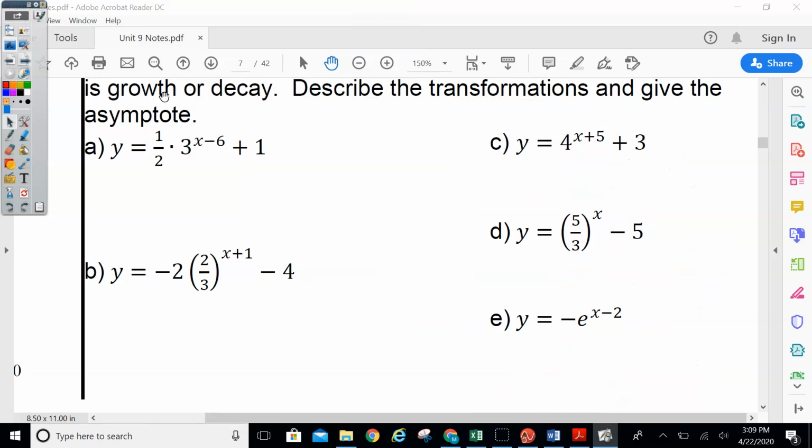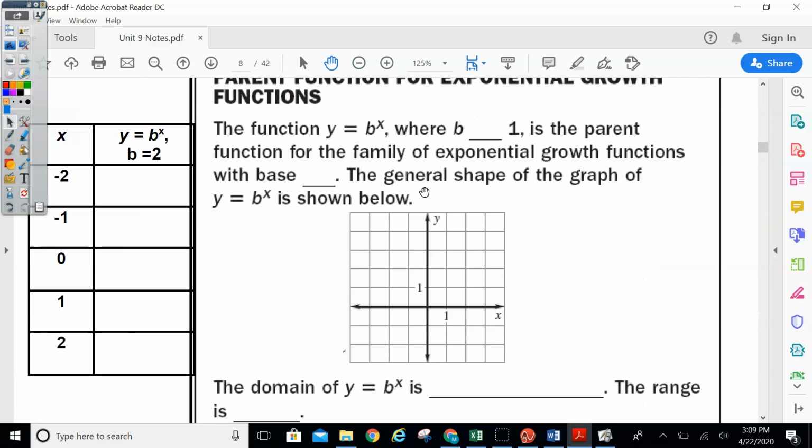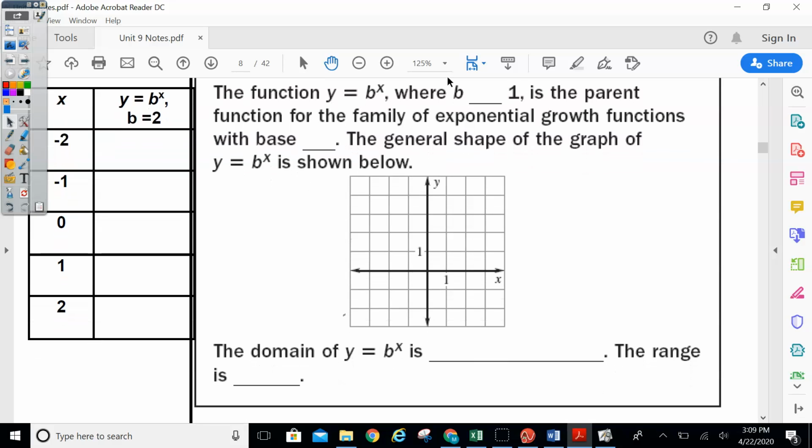Okay, so here we're going to graph these using the parent function. So we're going to do the growth parent function first, and then we'll do the decay parent function. So growth, remember, the base can be anything greater than 1. So as long as it's greater than 1, it's going to be a growth. And this is the parent function for all growths with base b. Now to make it simple, I'm going to put b as 2. I'm going to make my base 2.